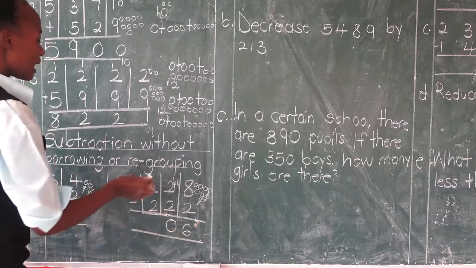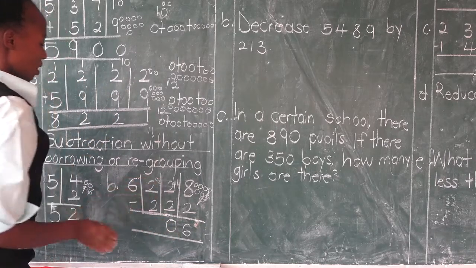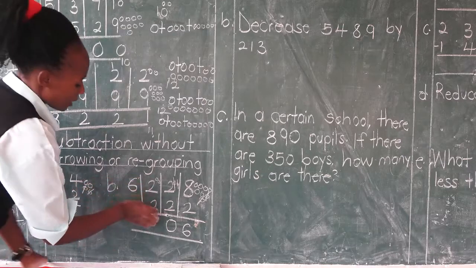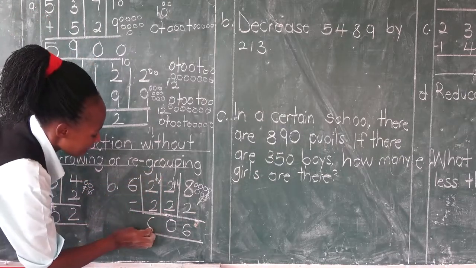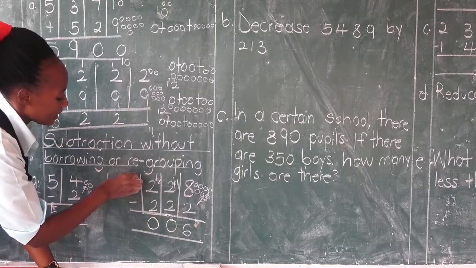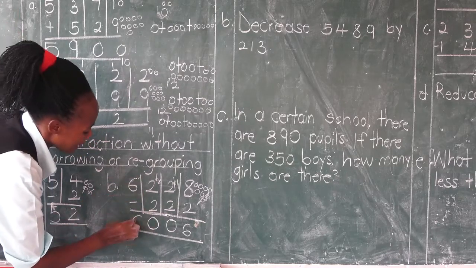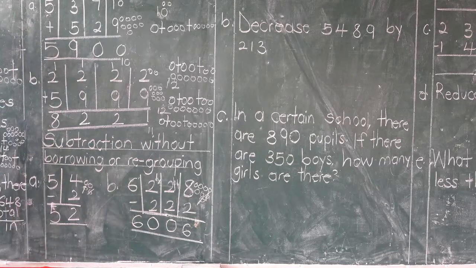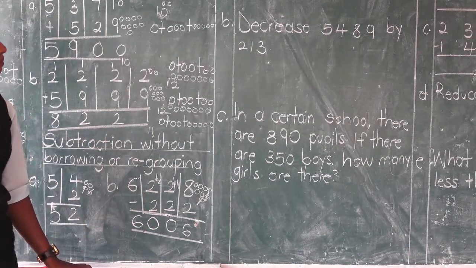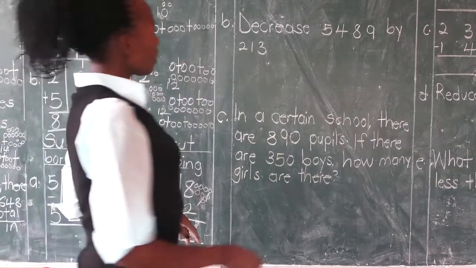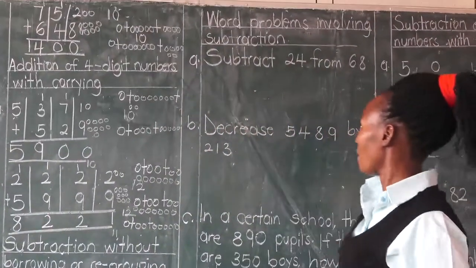Come to the next one, still 1, 2. How many have remained with? Let's cross out 2. We've remained with nothing, that is 0. And here, 6 take away nothing, we shall remain that very number, which is 6. And we've got 6,006. Now let's look at the word problems involving subtraction.